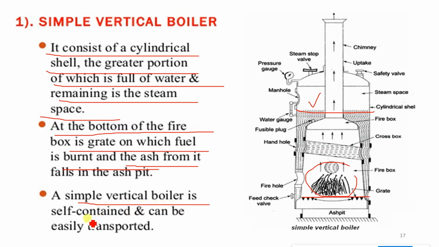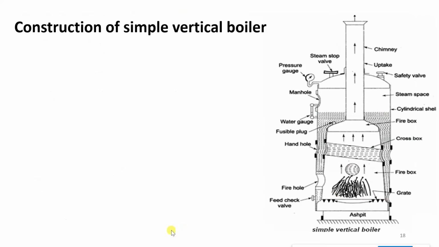A simple vertical boiler is self-contained and can be easily transported. It is self-contained, and it is vertical since the space required is very less. Therefore, transportation is very easy as compared to other boilers.